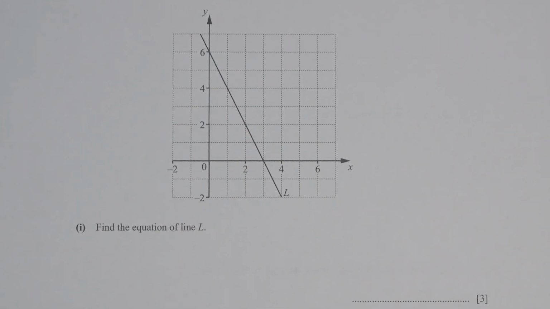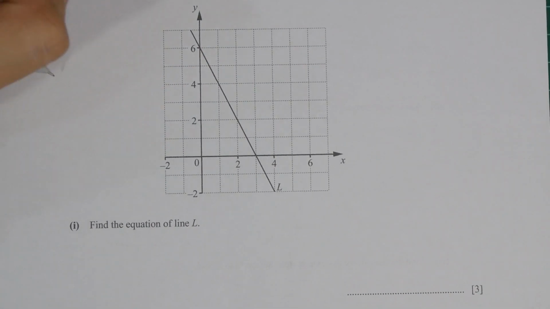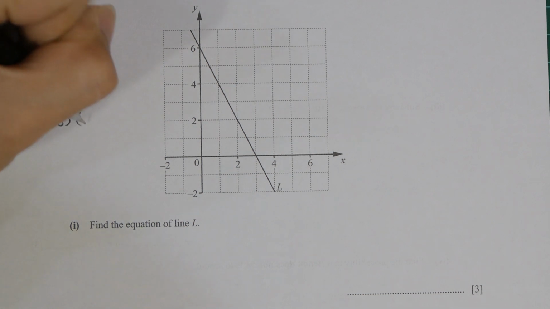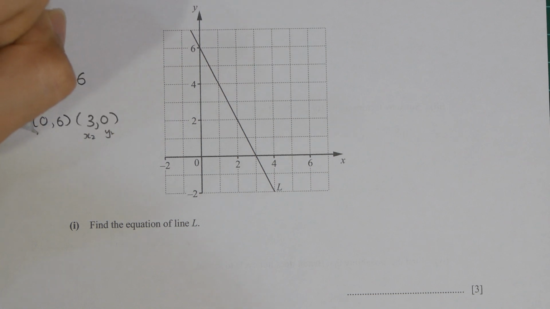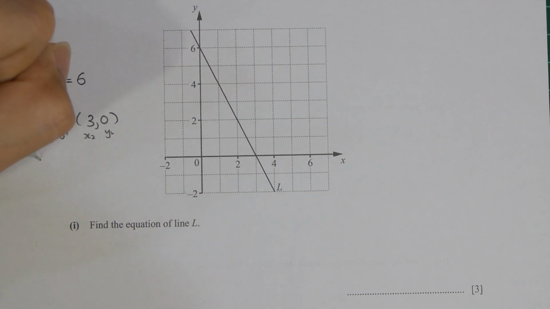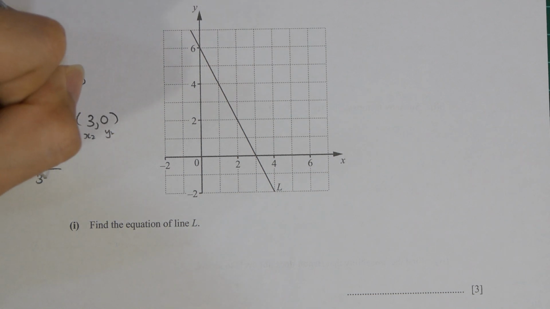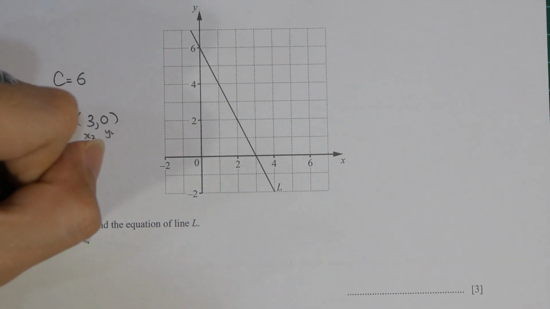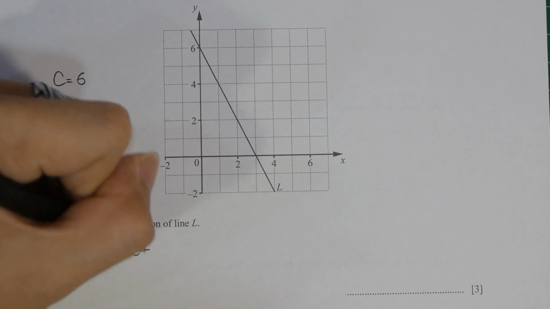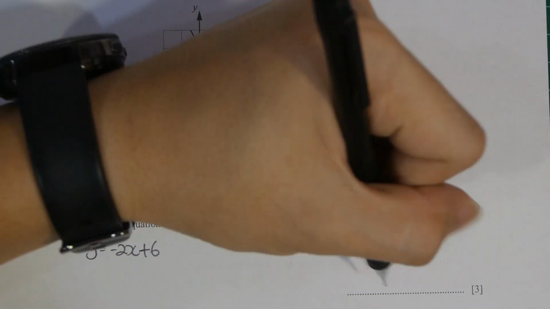For part B, to calculate the equation of the line, first you need to identify the gradient. By running the (y2 - y1) over (x2 - x1) formula, you get your gradient as -2, and your intercept here is 6. So the entire equation is y = -2x + 6.